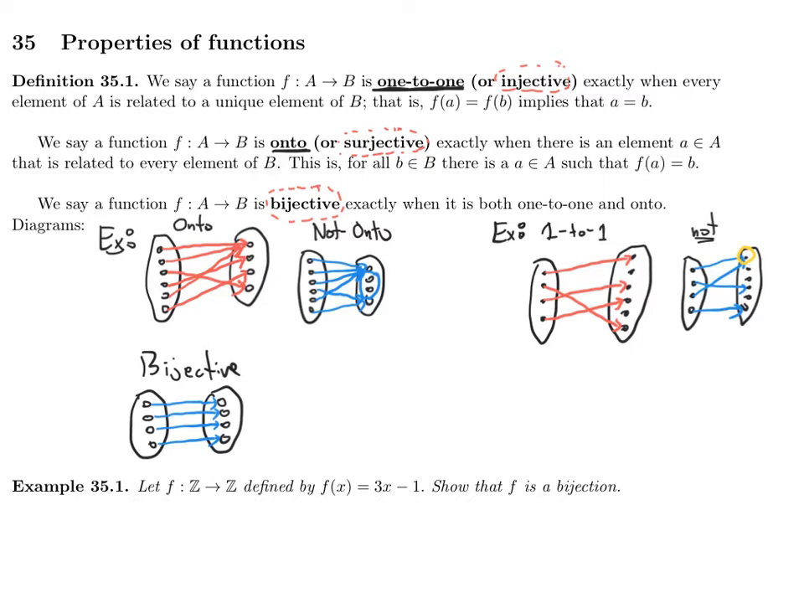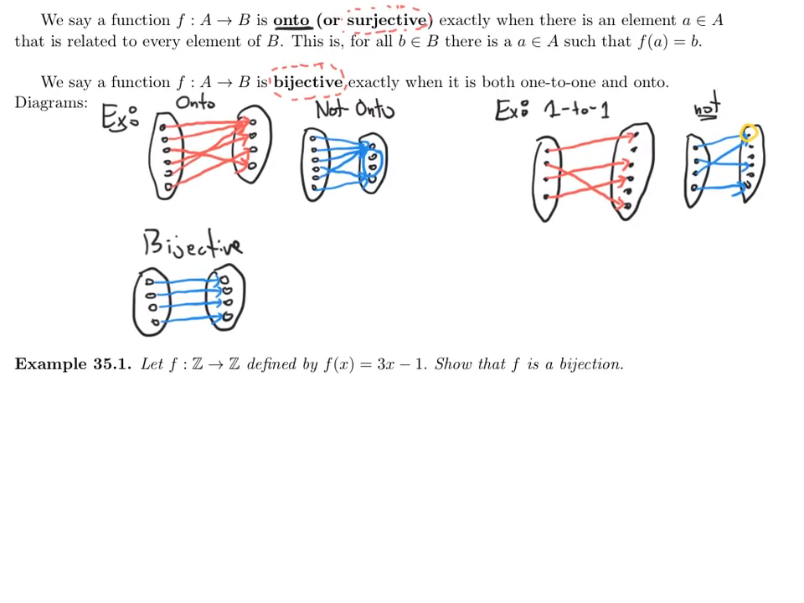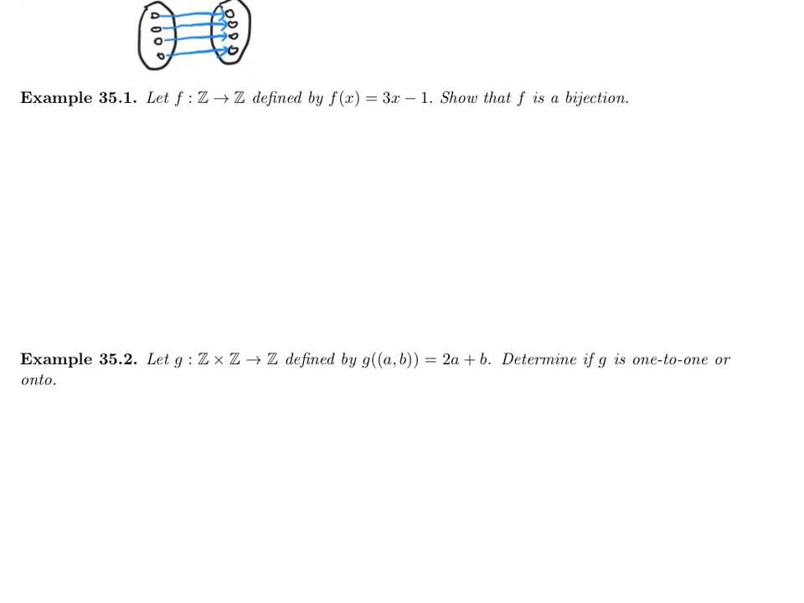Now, let's scroll down here and do an example. So we have this function. Actually, these shouldn't be the integers. This should be the real numbers. My mistake. This as well. So this is a real valued function defined by f of x is 3x minus 1. And I want to show that this is indeed a bijection. So we're going to look at some techniques to show this.